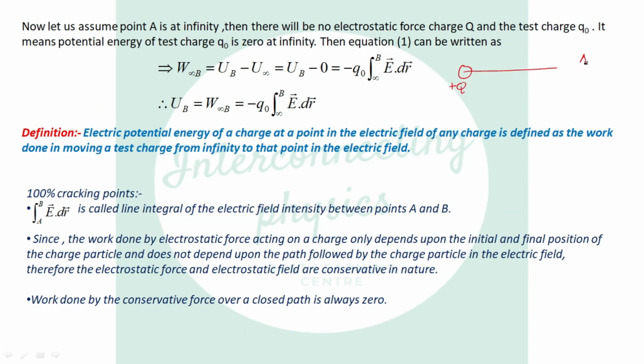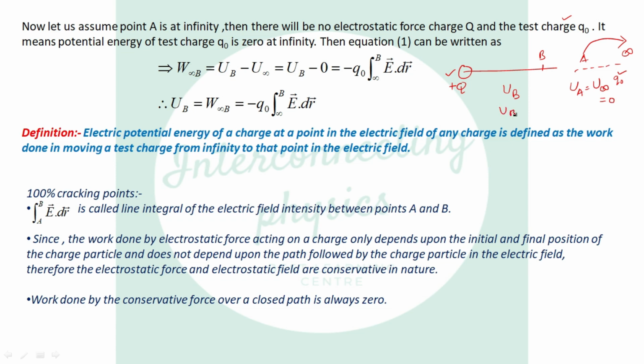Now let us assume this point A is at infinity. Okay. And there will be no electrostatic force between charge Q and test charge Q naught, because this Q naught now is at infinity and we don't know where infinity lies. So it means there will be no force of repulsion between plus Q and Q naught. So we say that at point B, the electrostatic potential energy is UB, but at point A, which is now at infinity, UA now is U infinity, and at infinity the electrostatic potential energy of the test charge is 0.